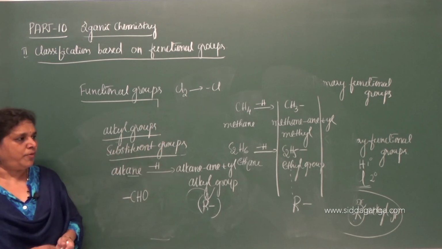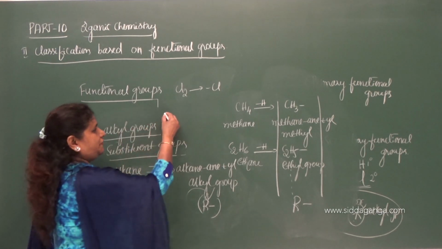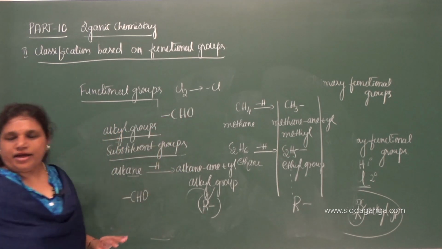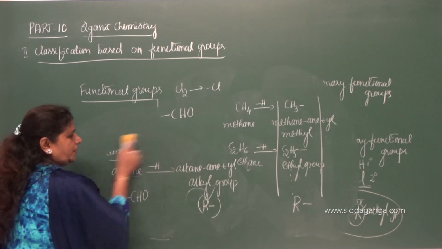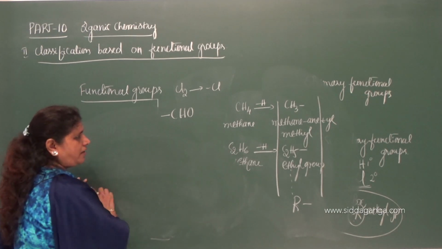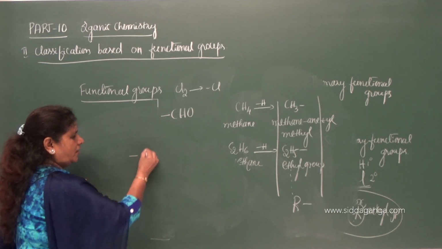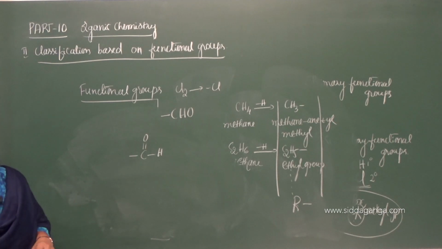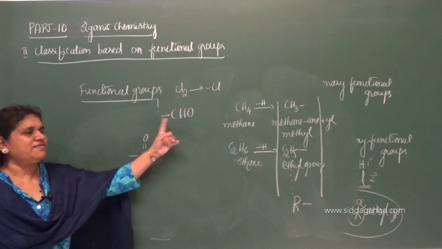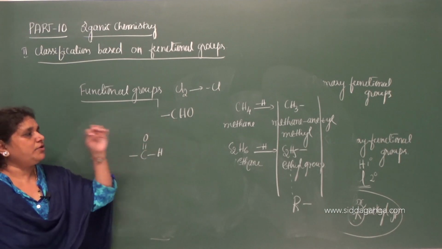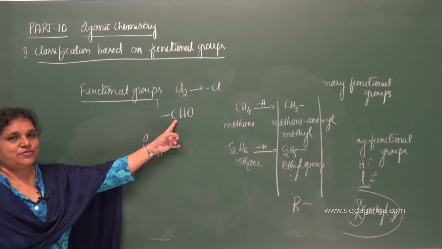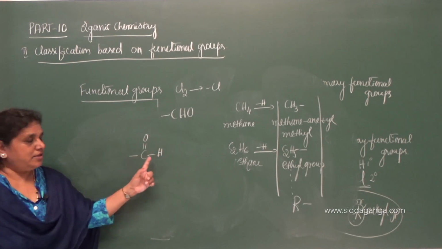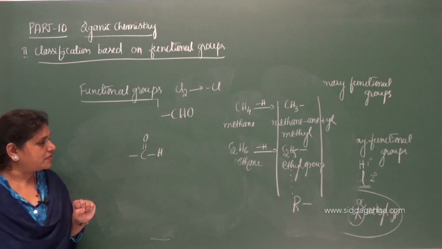One more point that you have to remember. If we indicate the aldehyde functional group like this, hyphen CHO, and expand the structure of the CHO group, we have to write it like this: C double bond OH. This is the actual structure of CHO. We always write it as CHO in this form, but the actual structure is C double bond OH. This is the actual structure of the aldehyde functional group.